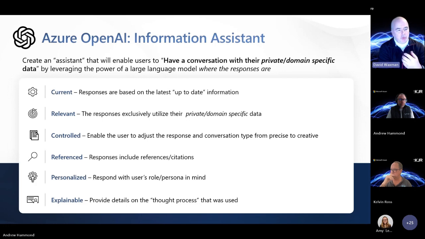Controlled in that you should be able to adjust that response type from either precise to creative, for example. Referenced in that when it responds, it must provide you a reference or citation to where it sourced the information to generate that response. Personalized in that it must really respond with the user's persona or role in mind. We'll see a little bit of that in that live demonstration. And then finally, explainable, so that we can understand that thought process that was used. So we go next.